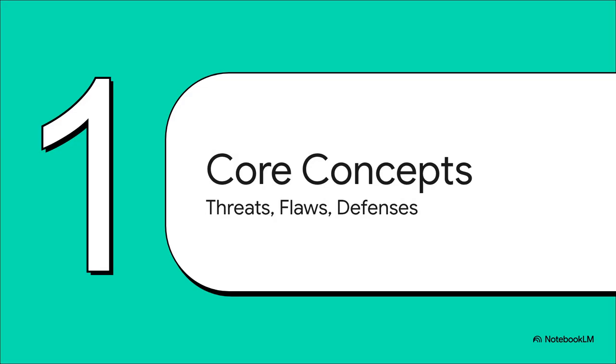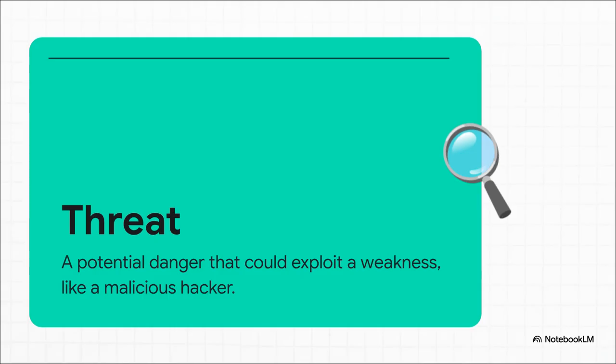Okay, let's dive right in. To really get how to defend our castle, we first need to understand the three core elements of this whole conflict: the invaders, the weaknesses they're looking for, and the protections we build to stop them. So first up, you have the threat. This is basically the who or the what that wants to cause harm. It could be a hacker, a nasty piece of software, really any potential danger that's trying to get past your walls. They are the invaders circling your castle, looking for a way in.